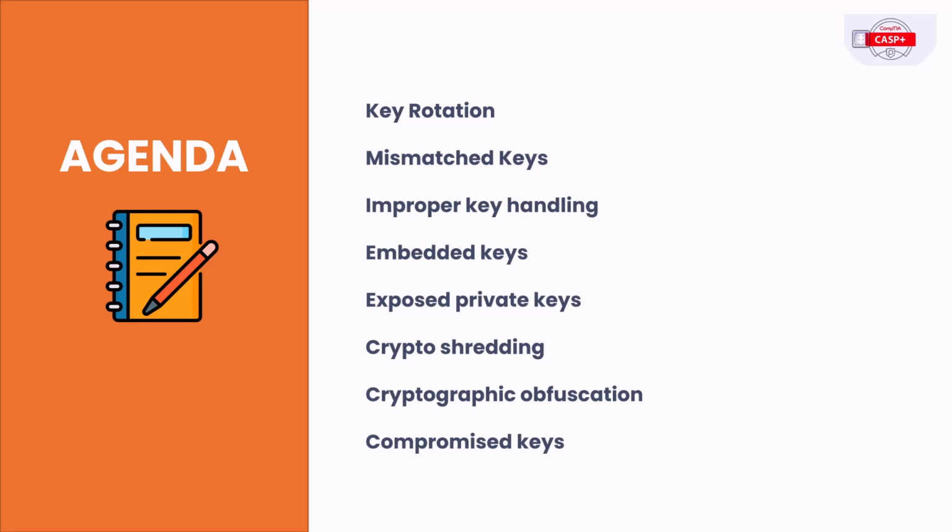Welcome to Module 3, Lesson 7 of our CASP Plus course. This lesson in Security Engineering and Cryptography covers the following topics: key rotation, mismatched keys, improper key handling, embedded keys, exposed private keys, crypto shredding, cryptographic obfuscation, and compromised keys.